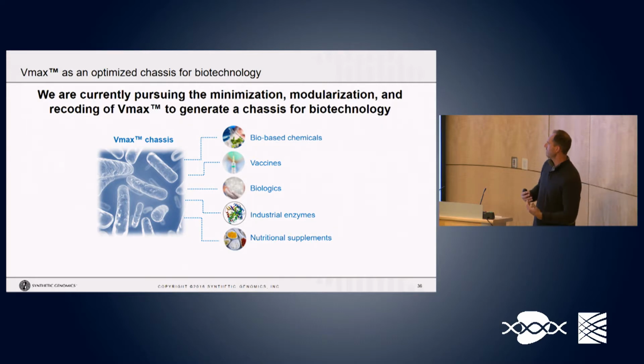So we're now in the process of building Vmax as an optimized chassis for biotechnology. We're really thinking about these cells being very specifically tailored to the production of whatever you think of, whether it's insulin or what, just very, very efficient systems where they're dedicating all their energy to a particular process, and there's little or no byproducts.